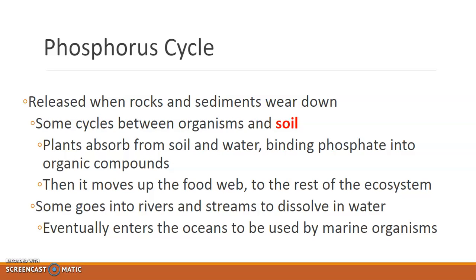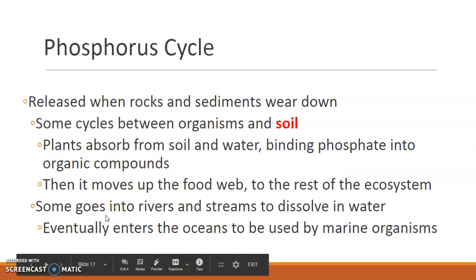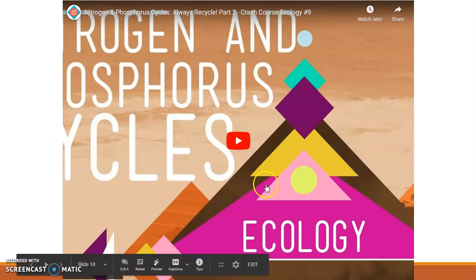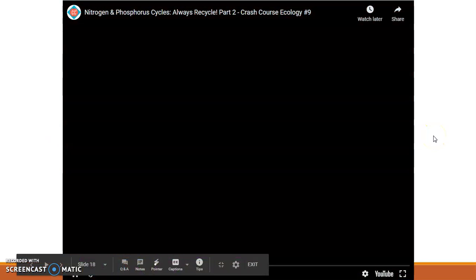Some of the phosphorus cycles between organisms and soil. Plants absorb it from soil and water and put it into their bodies, and then it moves up the food web as we eat them, and when we die, it goes back into the soil and the rock. Some goes into rivers and streams and dissolves in water and then ends up in the ocean, so marine organisms can use it. So check out this video on nitrogen and phosphorus cycles, please.